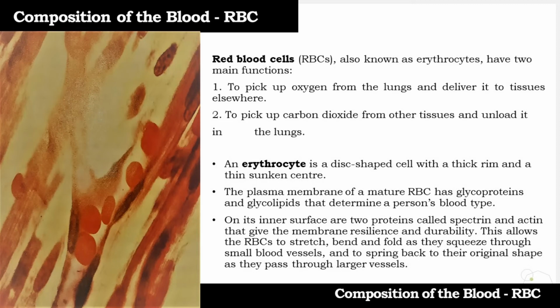An erythrocyte is a disc-shaped cell with a thick rim and a thin sunken center. The plasma membrane of a mature RBC has glycoproteins and glycolipids that determine a person's blood type. On its inner surface are two proteins called spectrin and actin that give the membrane resilience and durability. This allows the RBCs to stretch, bend, and fold as they squeeze through small blood vessels, and to spring back to their original shape as they pass through larger vessels.